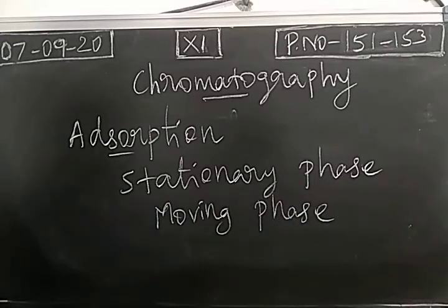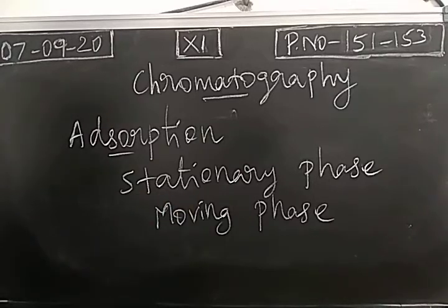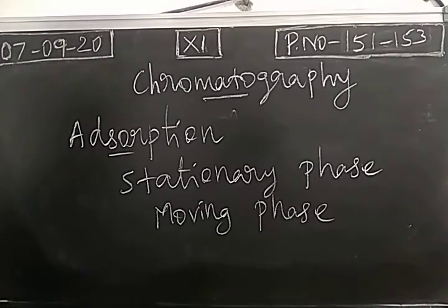The stationary phase will be a substance like silica gel or alumina, starch, magnesium oxide. Any one substance will act as a stationary phase. Sometimes a liquid can also act as the stationary phase. And the moving phase is the mixture which is going to be separated. We prepared an organic compound in the laboratory, so we have obtained the compound along with impurities. The mixture which is going to be separated will act as the moving phase along with the solvent. We dissolve the mixture in a suitable solvent, which acts as the moving phase.